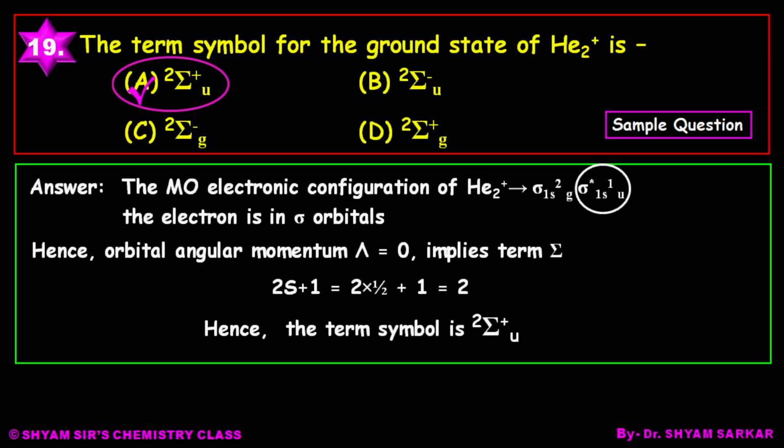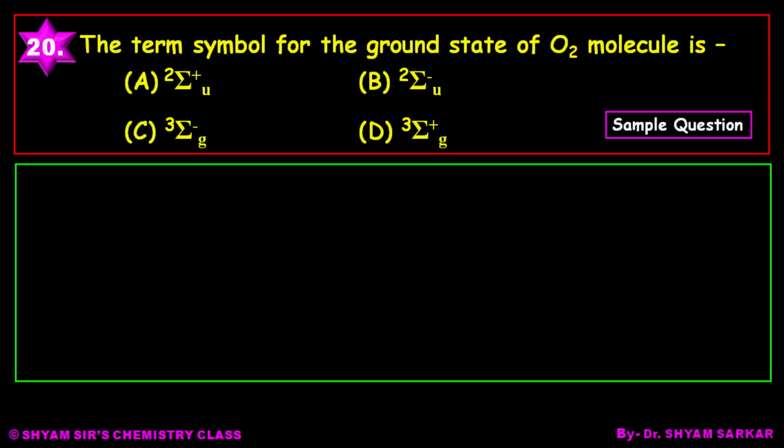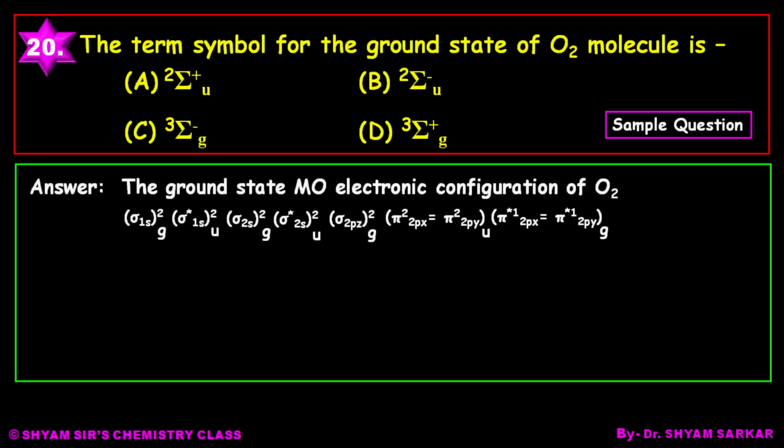So next, see the next question. The term symbol for the ground state of the oxygen molecule is 2 sigma plus u, 2 sigma minus u, 3 sigma minus g, 3 sigma plus g. So 4 options are there. Let us see the molecular orbital electronic configuration of O2. It is given here. We will consider only the last portion, that is pi star 2px equal to pi star 2py, g. These are the electrons we have to consider for the calculation of the molecular term symbol. You can see the electronic arrangement from here.